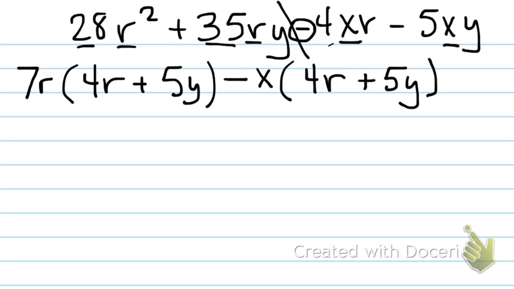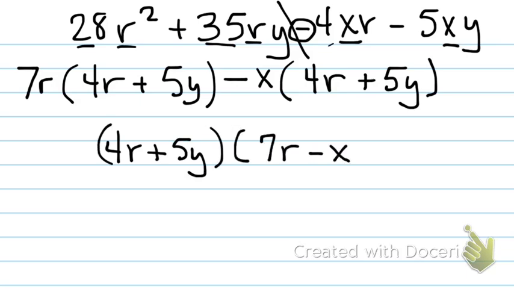And what do you notice about the 2 sets of parentheses? They have to match. So you get 4r plus 5y in the first parentheses and 7r minus x in the second one. And would it be okay if those parentheses were reversed? Sure, as long as they had the same stuff in them.